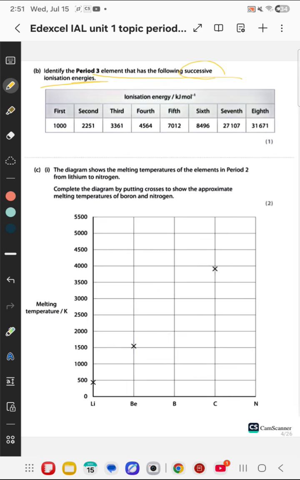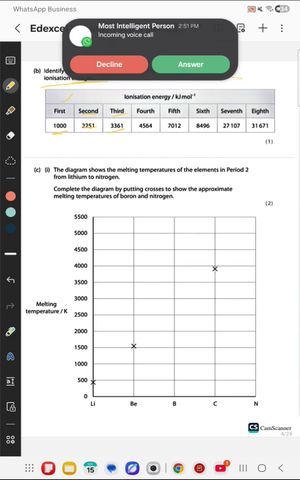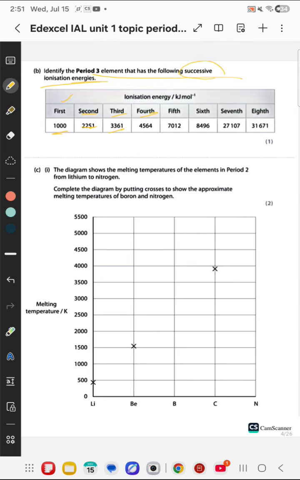It is when the same element is losing one electron, then a second electron, then a third electron. When the element is losing the first electron, this amount of energy is required. When it is removing the second electron, this amount of energy is required. When it is removing the third, fourth, and fifth electron, this amount of energy is required for each.